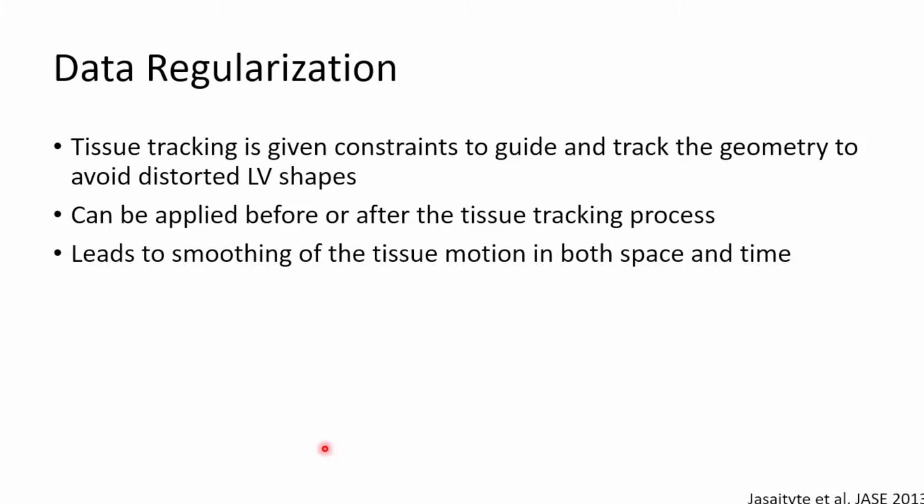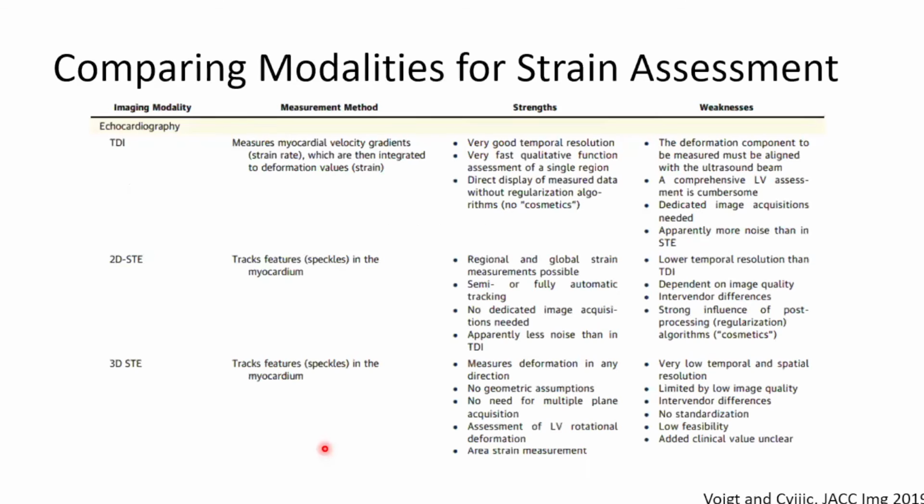In some ways, there is a cosmetic, almost like a filter, applied to the strain values, the motion estimates that are determined using tissue tracking, to try to smooth the motion of the tissue over space and time. So it's different from the raw data that we see, for example, in tissue Doppler imaging, where the exact velocities given to you are the velocities of the myocardium. Whereas here, there is some degree of computer manipulation of that data to make it smoother.